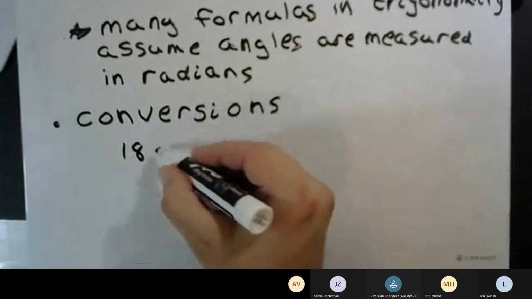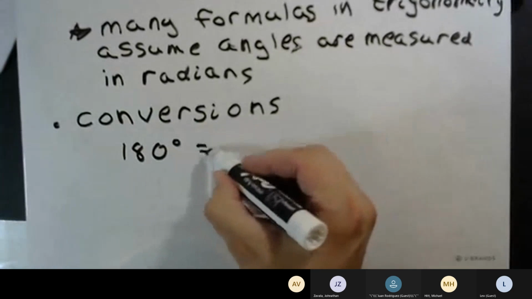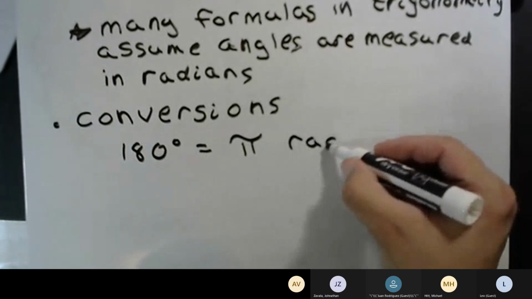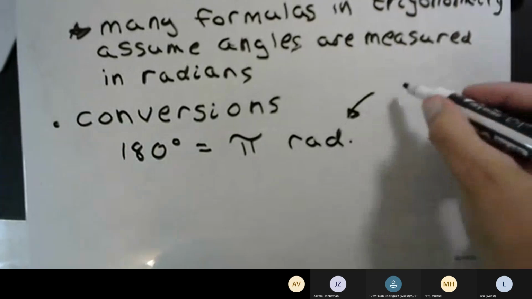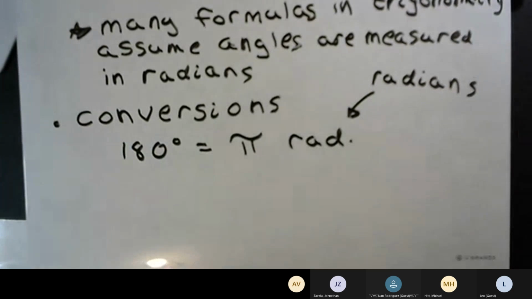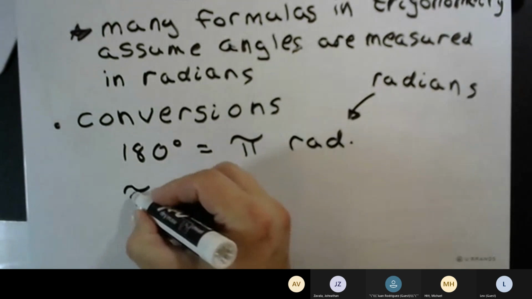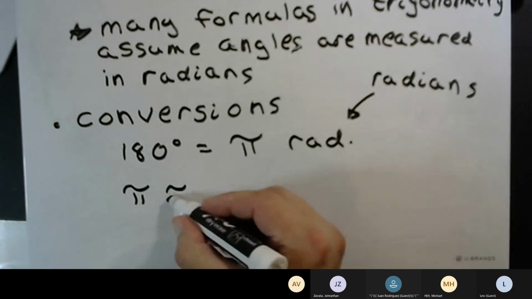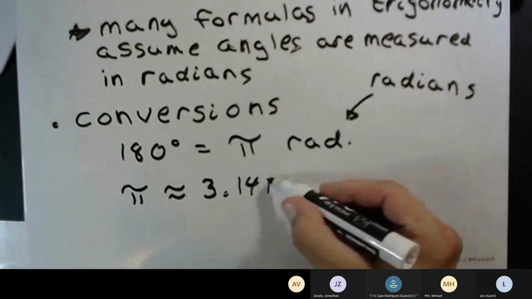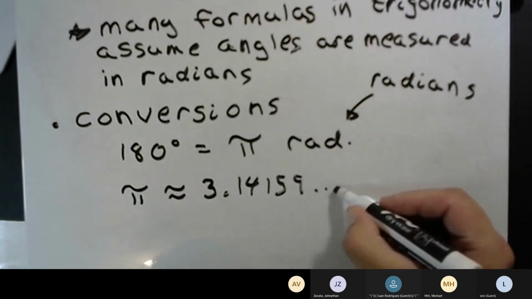So 180 degrees equals pi radians. That's a common abbreviation for radians. And we'll talk about pi in just a second. So what that means is this. Now pi, this is a number that's approximately 3.14159, and it keeps going, actually.